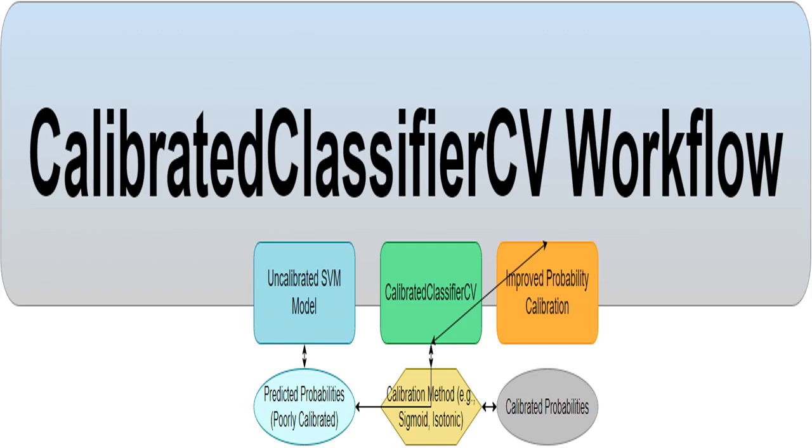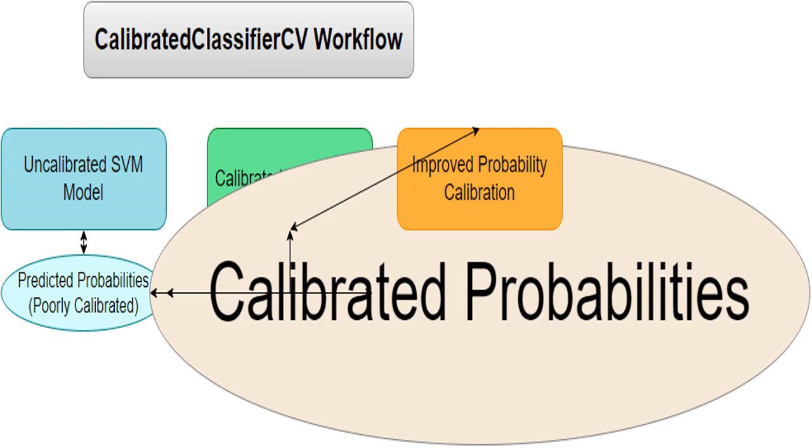These are the probabilities my original SVM gives me before I use CalibratedClassifierCV. They are not reliable because they don't accurately reflect how often the positive class actually occurs. After using CalibratedClassifierCV, I get these. These are much more accurate representations of the true probability of the positive class. My predictions are significantly improved.